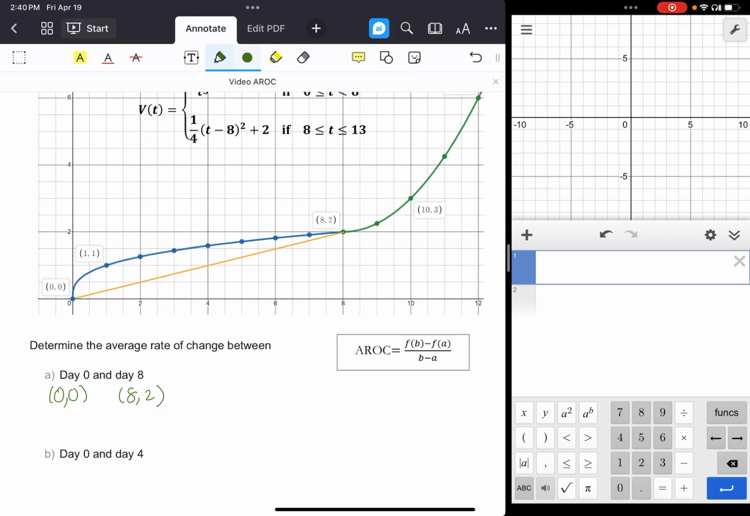If we're finding the slope, or the average rate of change, it's the change in our output over the change in our input. Our output is 2 minus 0, and the input is 8 minus 0. That comes out as 2/8 or 0.25. I like writing it as a decimal in this case because it's thousands of views per day, and often it's expressed as a decimal versus a fraction.